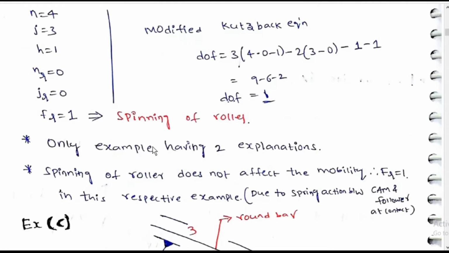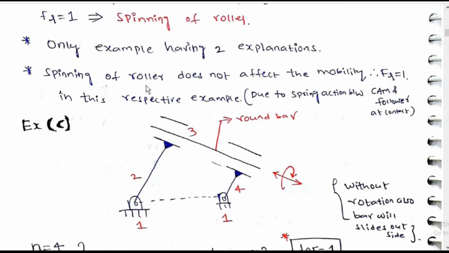Only example having two explanations. Spinning of roller does not affect mobility. FR is equal to 0 in this respective example due to spring action between cam and follower at contact.